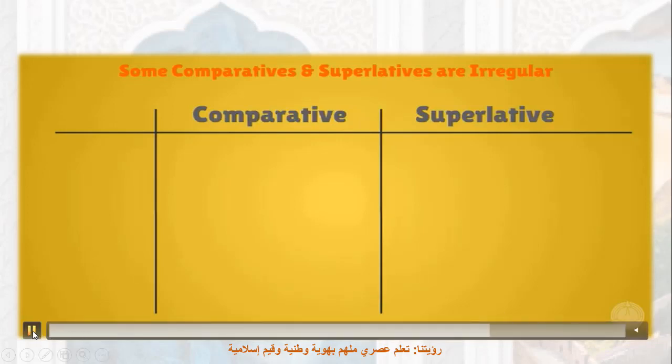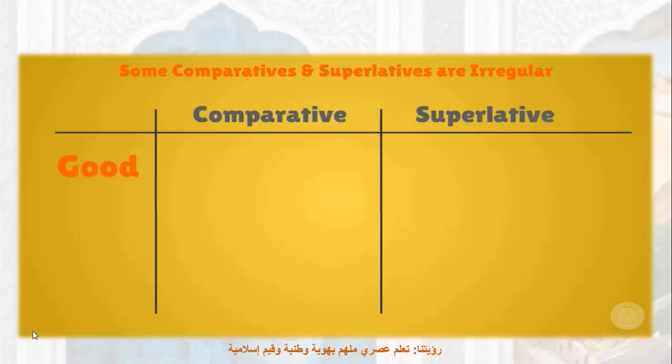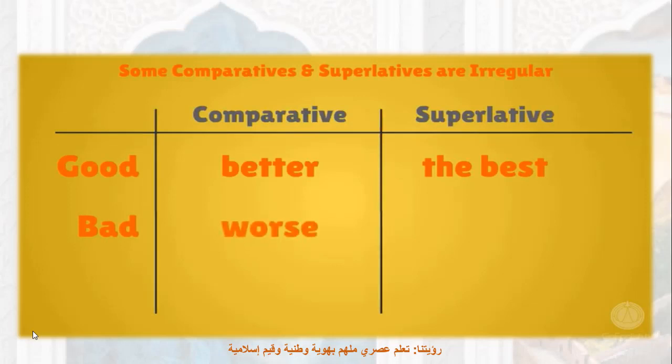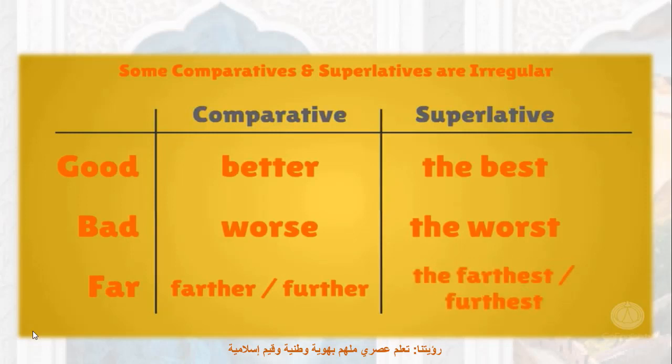And here are the examples you mentioned. Good, we say better than and the best. When we talk about something bad, we say something is worse than something, and the second thing is the worst. And if we talk about distances, we will say farther than or further than, and the farthest and the furthest.